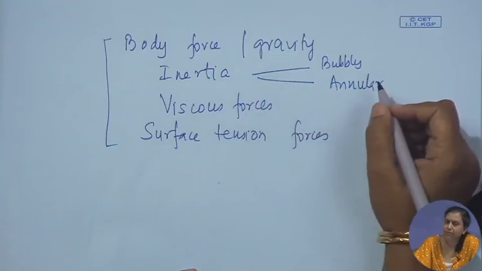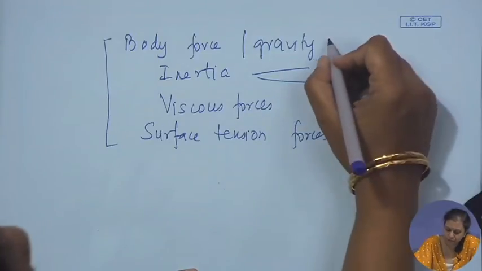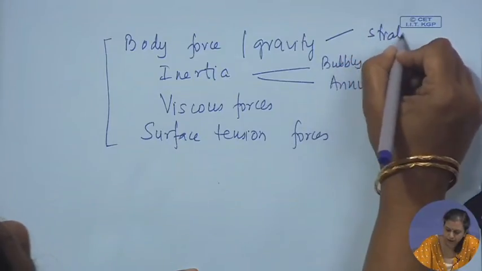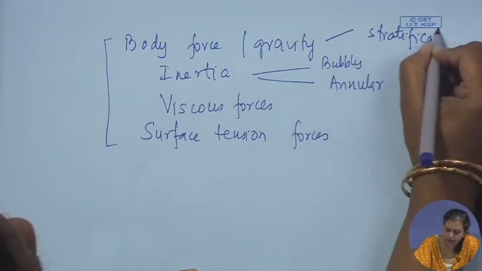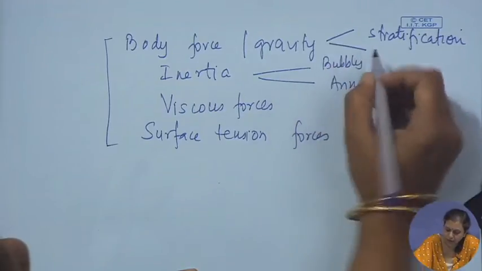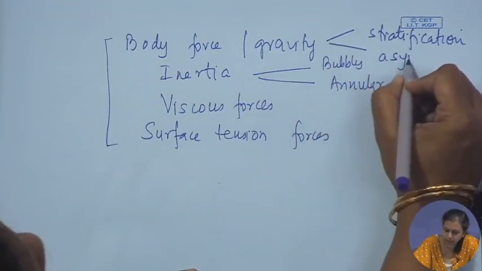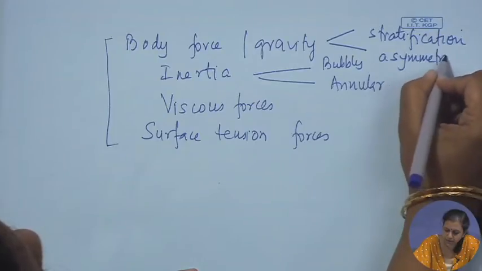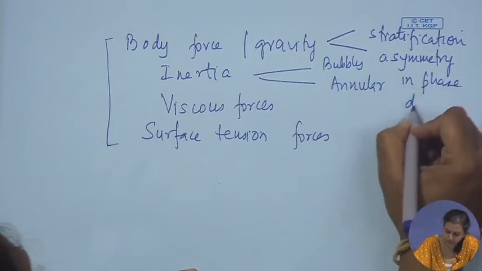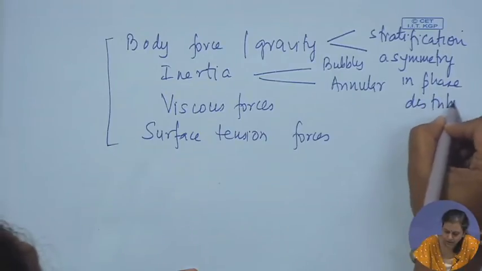When gravity is important, what do we have? First thing we have is stratification in horizontal and near horizontal systems. This is number one. What is the other thing? We have asymmetry in phase distribution.